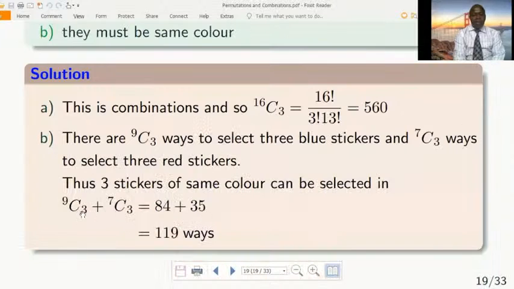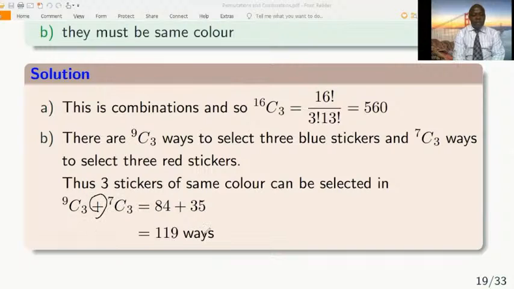And after getting those numbers of ways, of course you add, because it's the first one or the second. So you add those numbers of ways. So we say that we could either have blue stickers or red stickers. So that means we add these 2 results to get 119 ways.